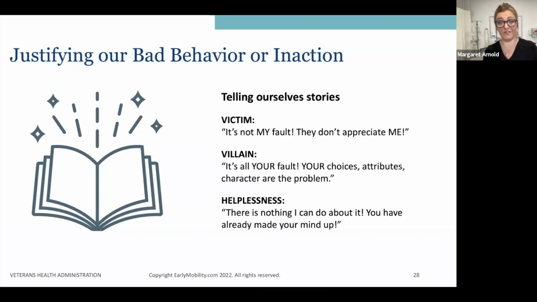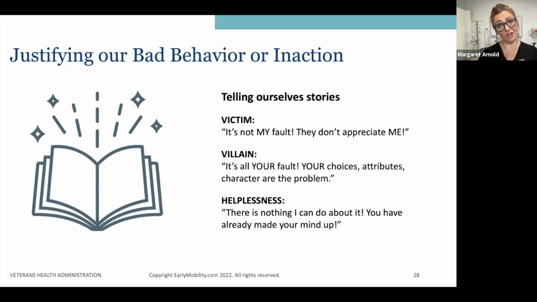Villain: it's all your fault, your choices, your attributes. You are the problem. You, the person, are the problem, all embodied in the villain. Helplessness: there's nothing I can do about it. You've already made your mind up. Doesn't matter what I say.